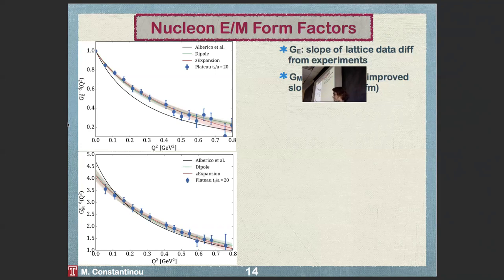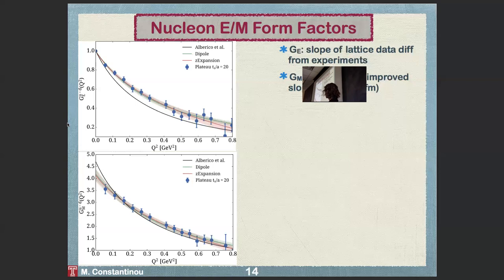Yeah, there's a log, and so that whenever you have that can easily go. Yes. So that's why we want to be at the physical point where you don't have to worry about extrapolating from 500 MeV to 135.